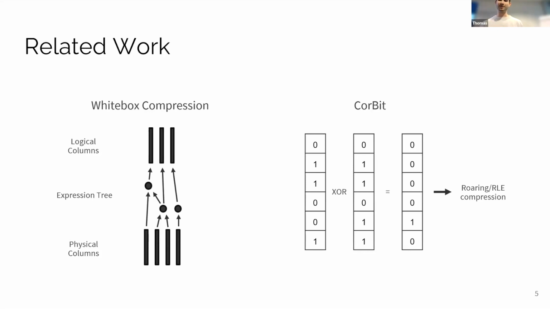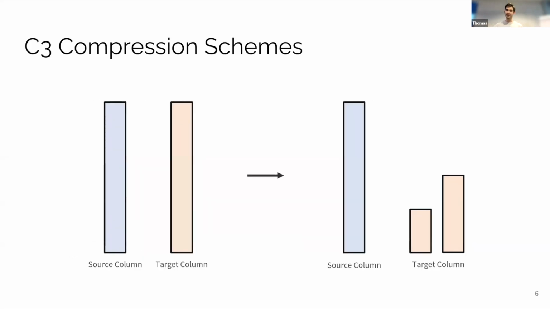When XORing the bitmaps of 2 correlated columns, the result will be a very sparse bitmap, which makes the bitmaps more compressible using schemes such as roaring or RLE compression. While the paper does explore exploiting correlations for compression, it only deals with the compression of bitmaps and not the columns themselves. So we designed new compression schemes, which we call C3 compression schemes, to exploit correlations.